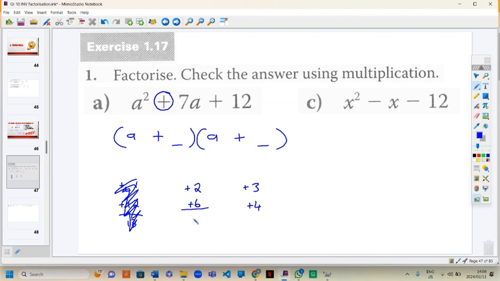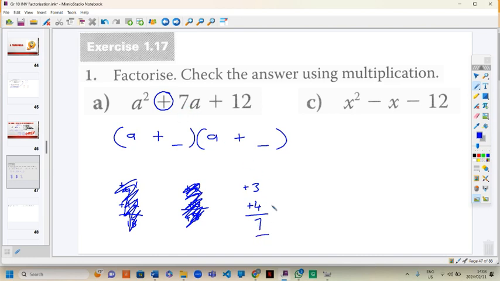Okay, what is 6 plus 2? Positive 8. I know that 7 and 8 are not the same thing, so I know it's not that pair of factors. Now let's look at 3 and 4. 3 plus 4 gives me positive 7. Now I'm on the right track. 7 and 7 are the same thing.